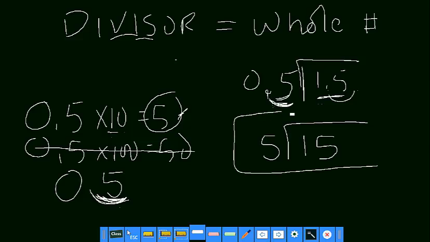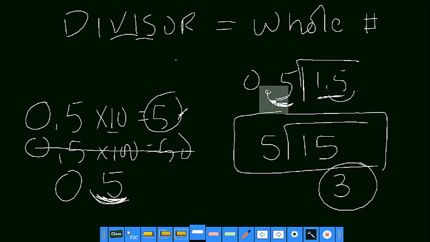I love this. Look at this problem. 15 divided by 5 is the same thing as asking how many 5s go into 15. The answer is 3. Can you see that? So this problem, 1,5 divided by ,5, gives us the value 3.